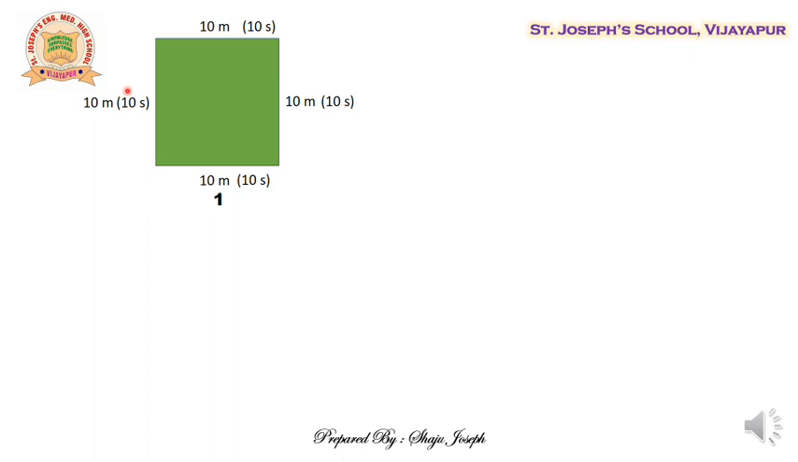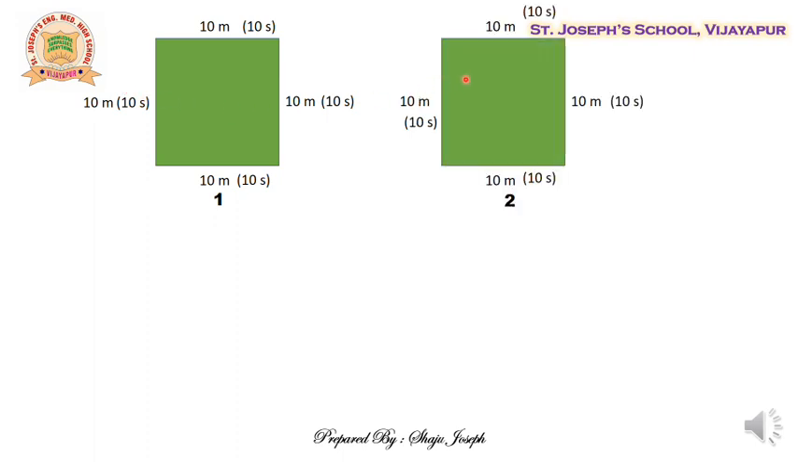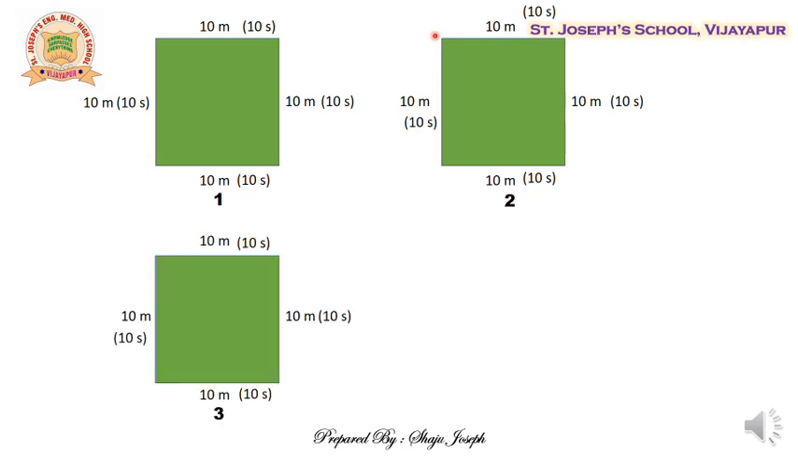Now let us go to step 2. What happens if he goes one more round, the second round? He goes 40 more meters and comes back to his original position. But at this time, he has already gone through 80 seconds. 80 seconds means 40 seconds for one round and 40 seconds for the second round, which is 1 minute 20 seconds.